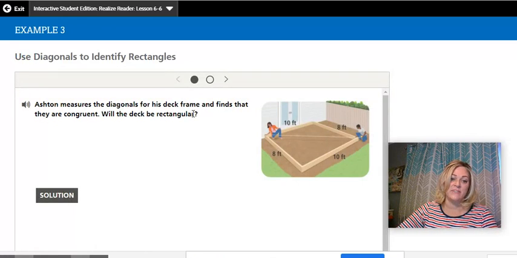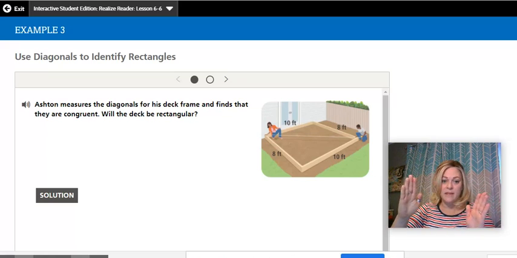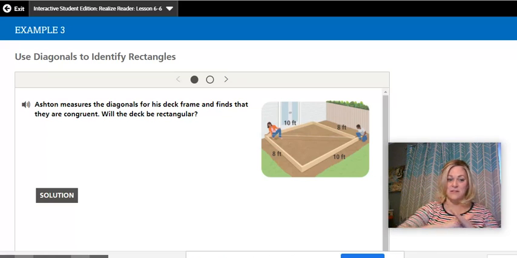Ashton measures the diagonals of his deck frame and finds that they are congruent. So the diagonals are congruent. Will the deck be a rectangle? Well, if the diagonals are congruent, does it show for sure that a four-sided figure is a rectangle? Not only with that statement, you also need to know that opposite sides are congruent. And if both sets of opposite sides are congruent, then it would be a parallelogram. So if it's a parallelogram, which it is because it shows us those opposite sides are congruent, and the diagonals are congruent, then yes, it is a rectangle.